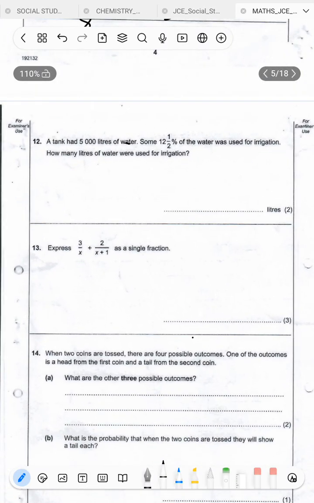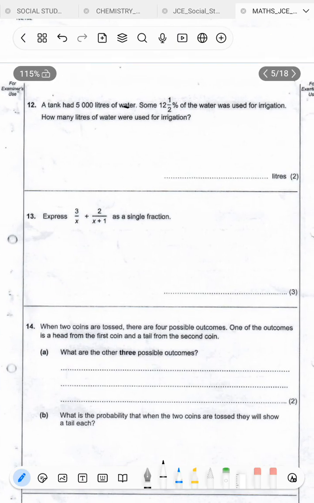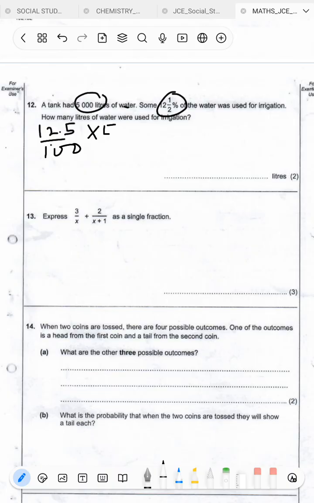A tank had 5,000 liters of water. 12.5 percent of the water was used for irrigation. How many liters of water were used for irrigation? Simple stuff. Basically we're going to find 12.5% of this. Instead of writing it as 12 and 1/2, you can just write it as 12.5 over 100, since percent means over 100, times 5,000.